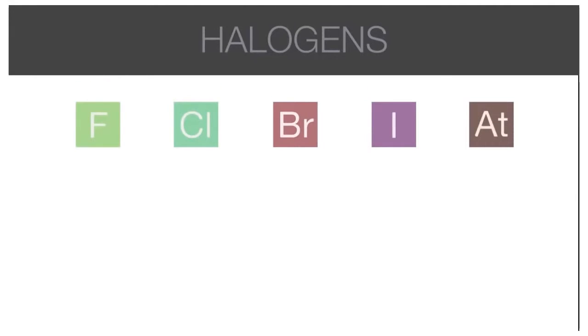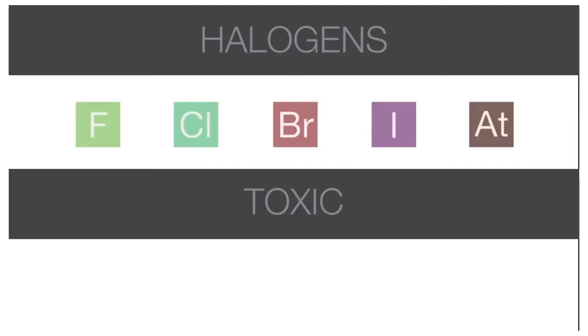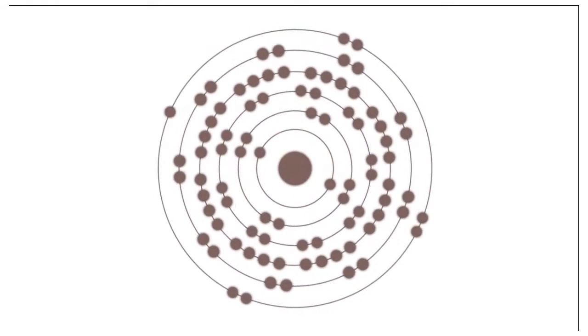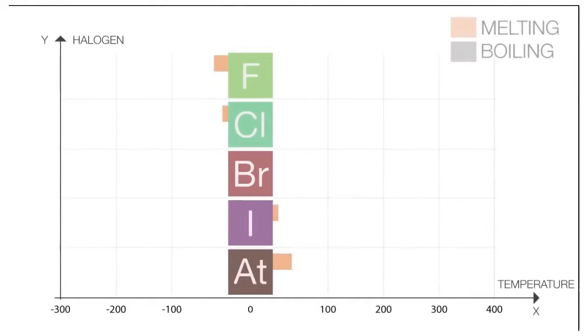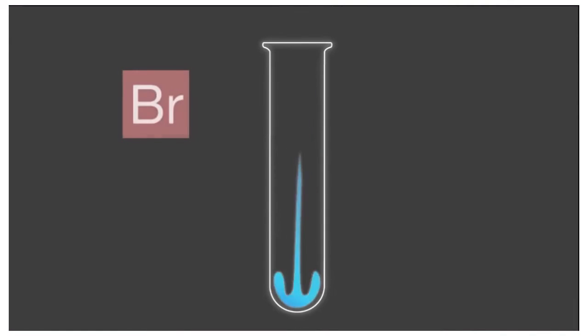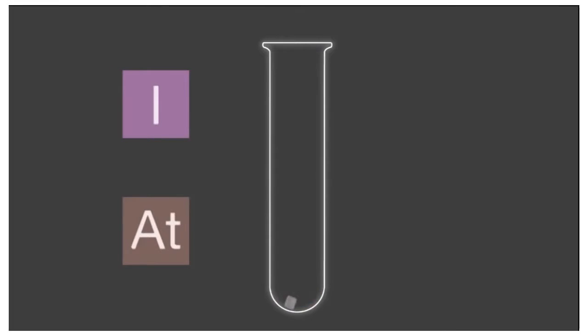Halogens in their elemental form are toxic, though their compounds have many real-life applications. The halogens all have 7 electrons in their valence shell and can accept 1 electron to form an ion with a -1 charge. Moving down the group, atomic radii increases by 1 electron shell. As a consequence, melting points and boiling points and their density also increase. To illustrate this, fluorine and chlorine are gases, bromine is a liquid, and iodine and astatine are solids.